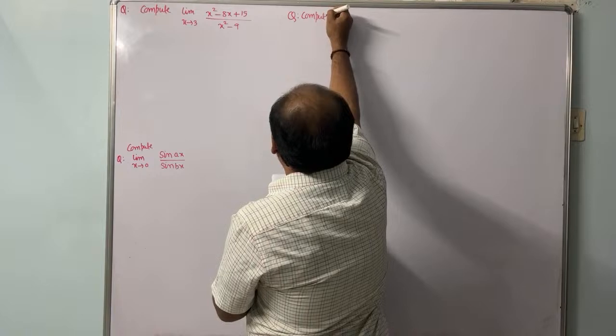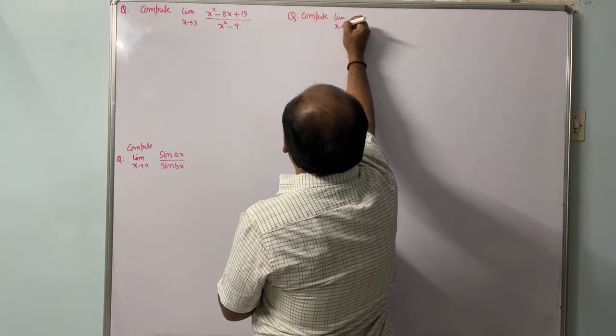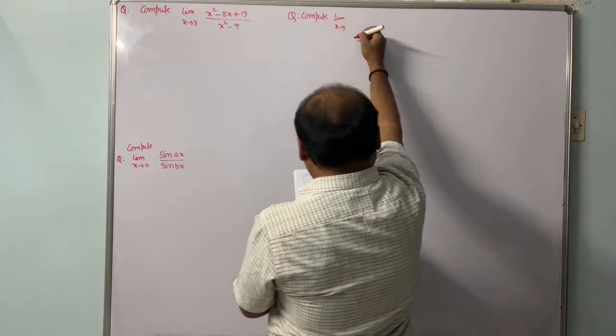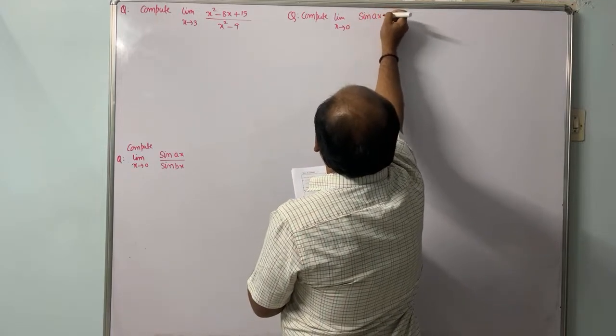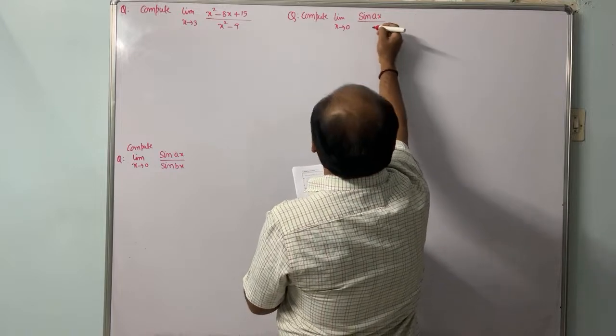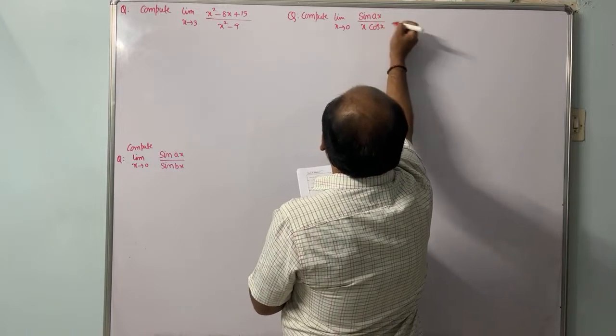Compute the limit as x tends to 0 of sin ax divided by x cos x.